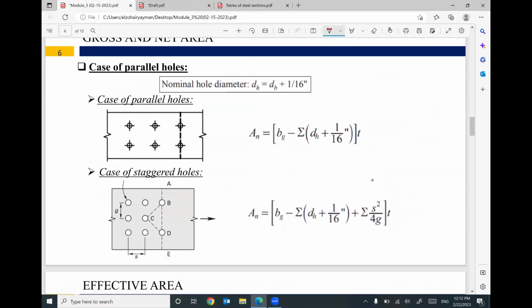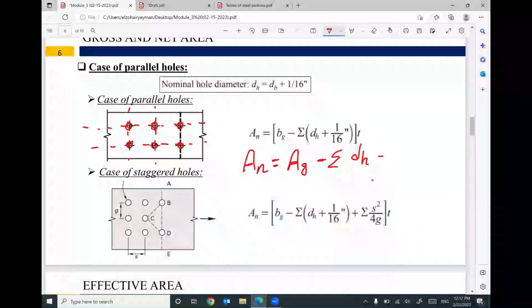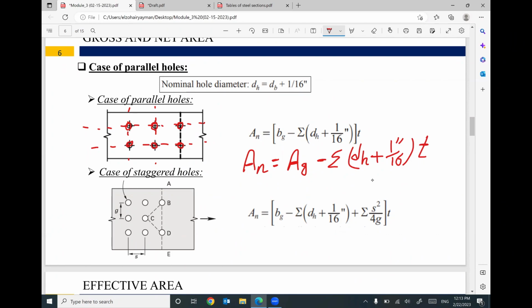If your holes are arranged in rows and columns in parallel, this is a row, this is the second row, this is a column and this is the second column. This is called parallel arrangement. In this case, we can write the expression like this: area net equals area gross minus summation of d hole plus 1/16 inch, times thickness.